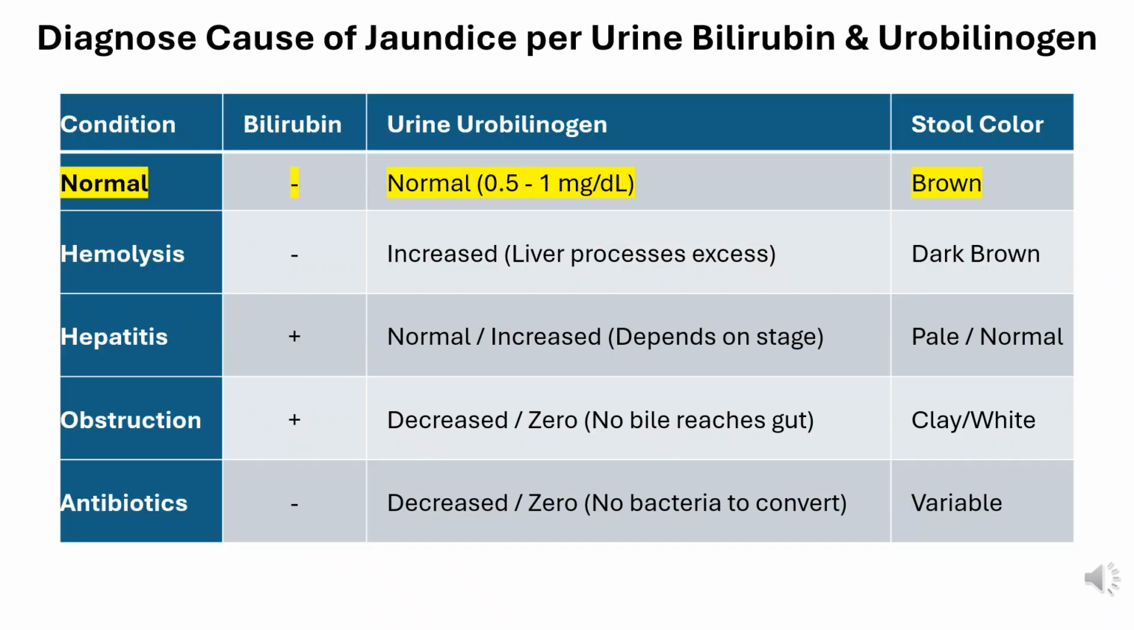In summary, bilirubin in urine always means something is wrong with the liver or bile ducts. It should never be there. Urobilinogen tells you the story. High urobilinogen: think hemolysis or early hepatitis. Absent or low urobilinogen: think obstruction or antibiotics.